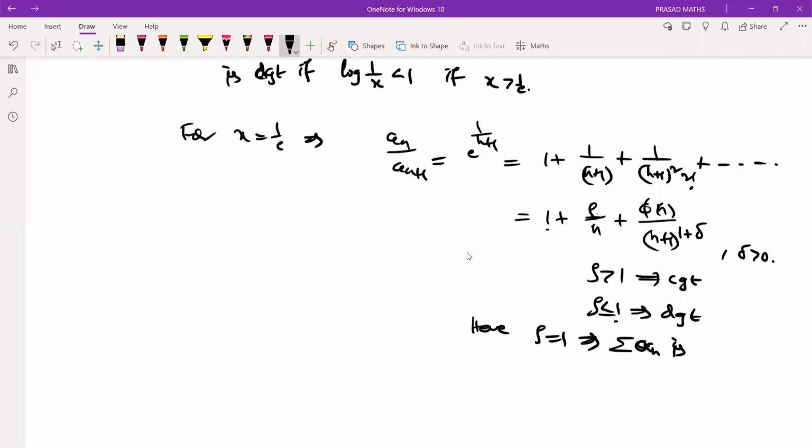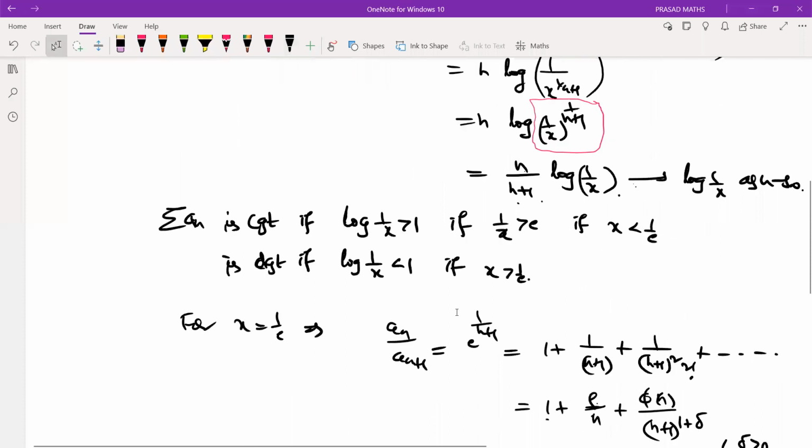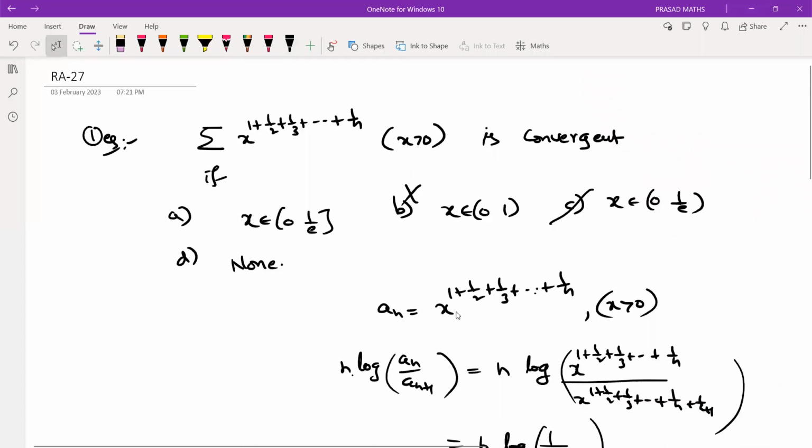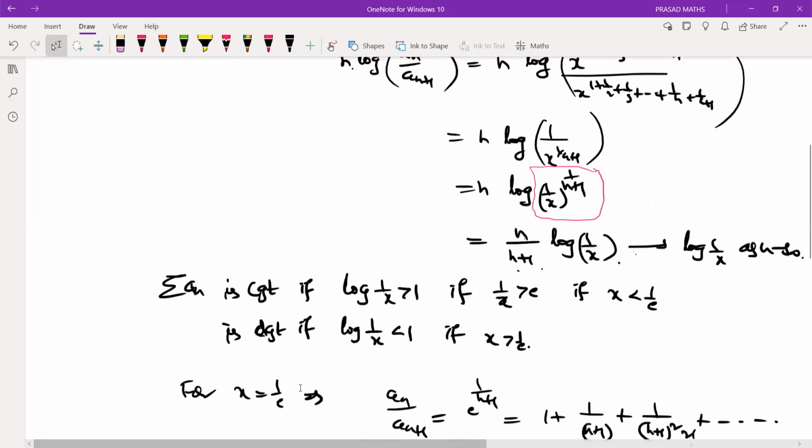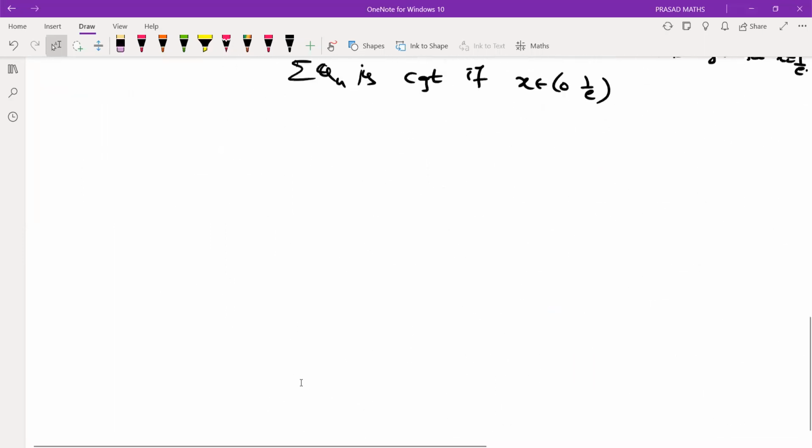This series is divergent for x equals 1 by e. Therefore, x equals 1 by e is not included. So it is convergent only this. Therefore, from all cases, this is convergent if x lies between 0 and 1 by e. Therefore, what is my suitable answer? My suitable answer is this. x equals 1 by e fails by Gauss test. So this is a very interesting problem.